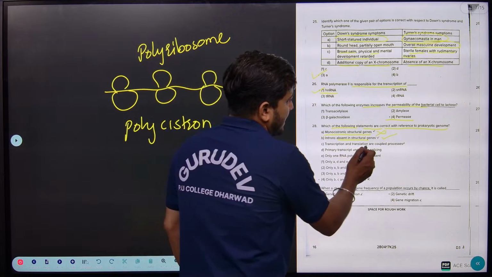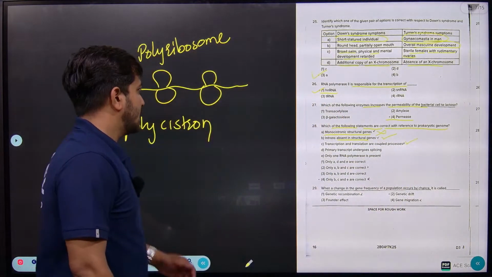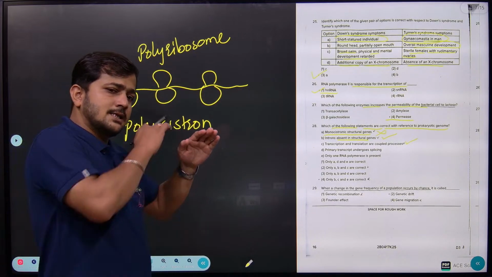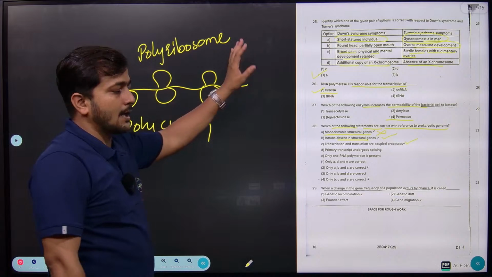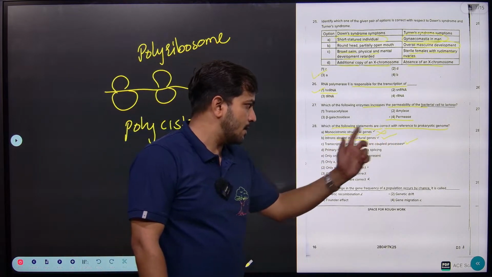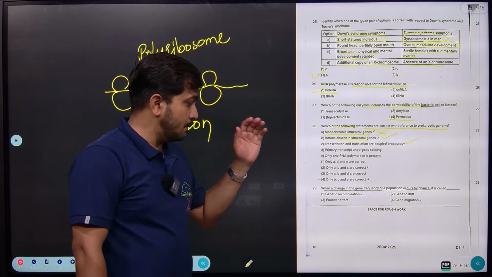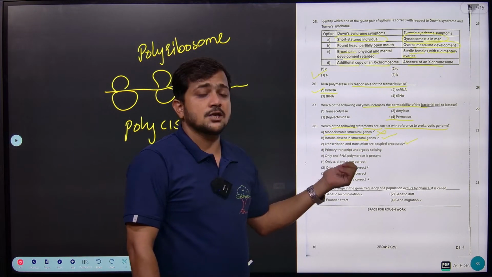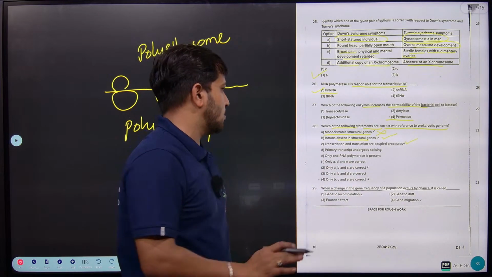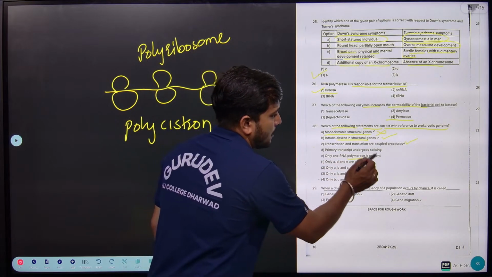Then transcription and translation are coupled processes here. Yes, these are coupled processes, right? One way there is a formation of mRNA and then next there will be attachment of ribosomes, which can carry out translation. It is actually a coupled process. Then primary transcript undergoes splicing. No, this takes place as post-transcriptional modification in eukaryotes, not in prokaryotes, right?